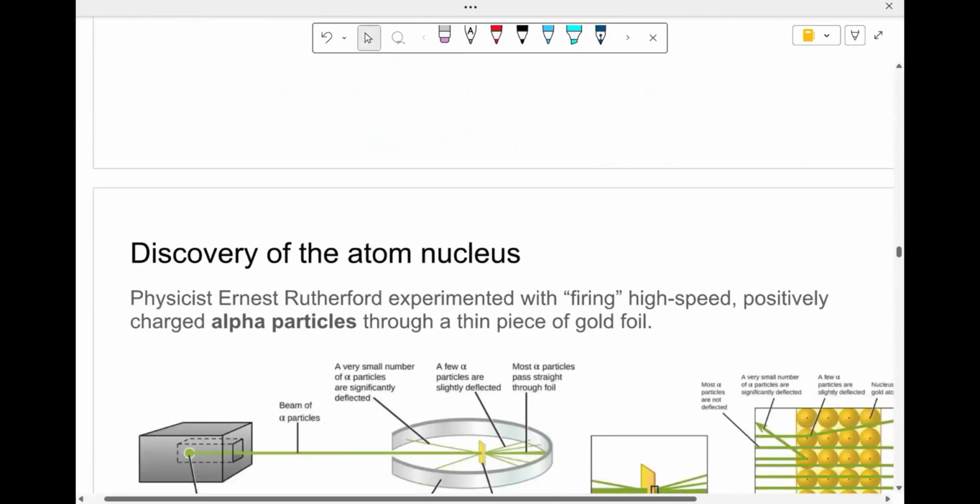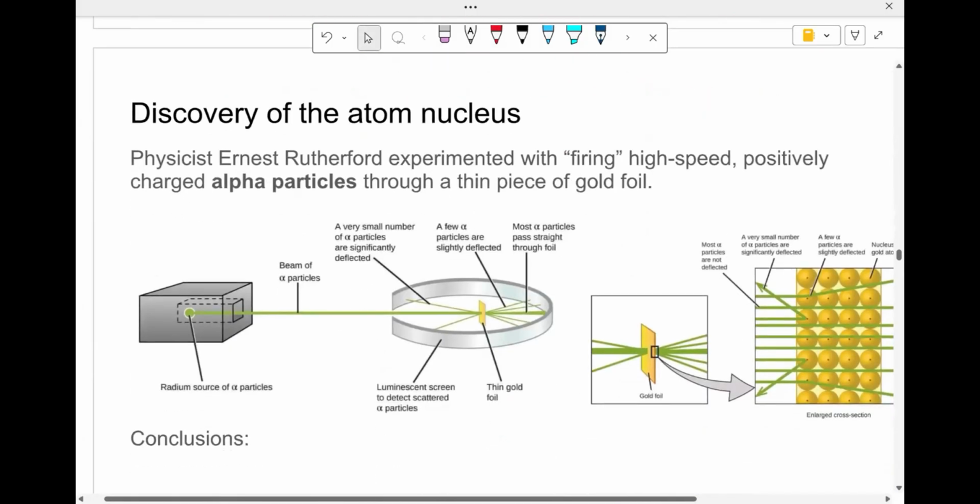Now, it wasn't until a little bit later that this positively charged stuff was actually discovered. It was discovered by the physicist Ernest Rutherford, who experimented with firing high-speed, positively charged alpha particles. We'll talk about what those particles are much later when we talk about nuclear chemistry and radioactive chemistry. But he shot these very small, positively charged alpha particles through a thin piece of gold foil.